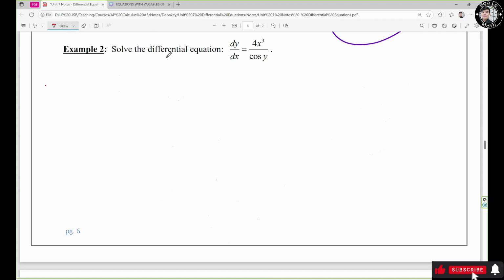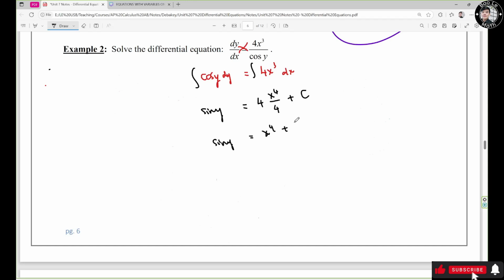Now, example number 2, solve the differential equation dy over ds equals 4s cubed over cosine y. So you need to separate the variables by cross multiplying, so this turns out to be cosine y dy equals 4s cubed ds. Then you can take the antiderivative of both sides, so sine y equals 4s to the 4 over 4 plus c. So it becomes sine y equals s to the 4 plus c.